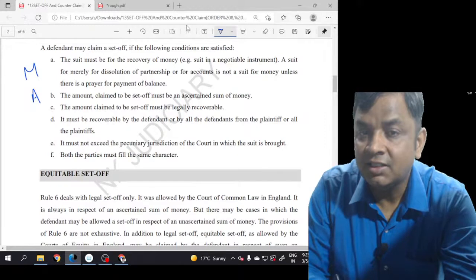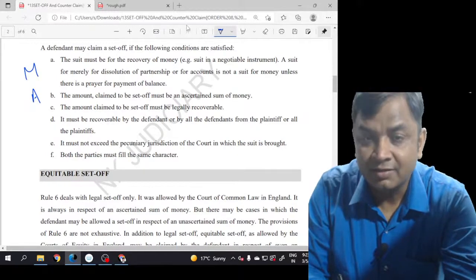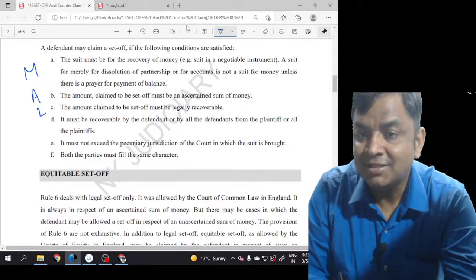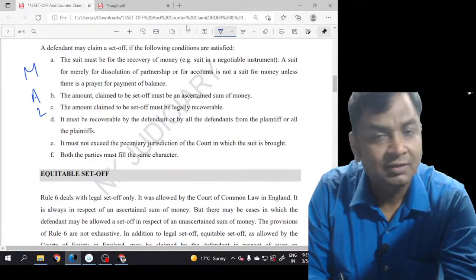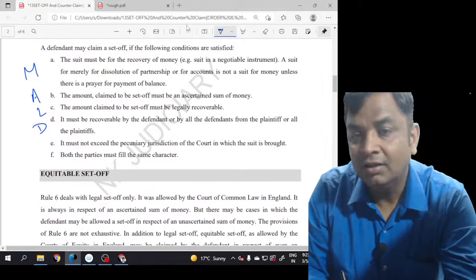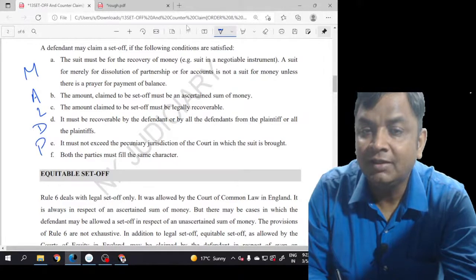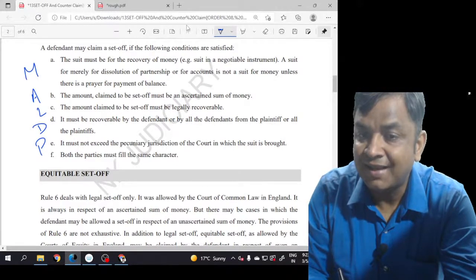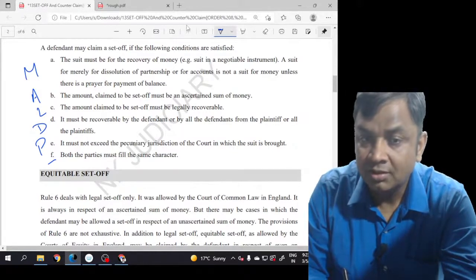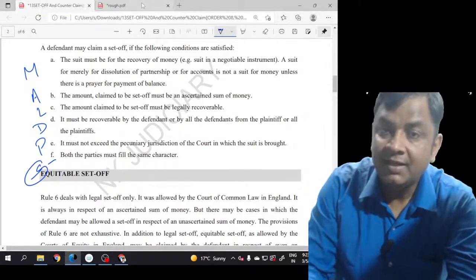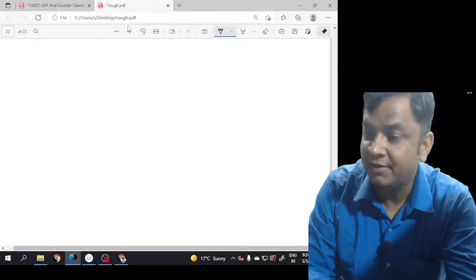There should be a certain sum of money, and there must be the legally recoverable debt, and it must be recoverable by the defendant or all of the defendants, and the plaintiff or all of the plaintiffs. And there should be the matter called the pecuniary jurisdiction as well. And the next thing is that both parties must file the same character suit. Same character suit must be filed as well there. Means that the three things that are very, very important.